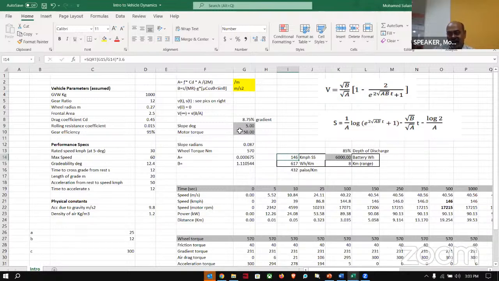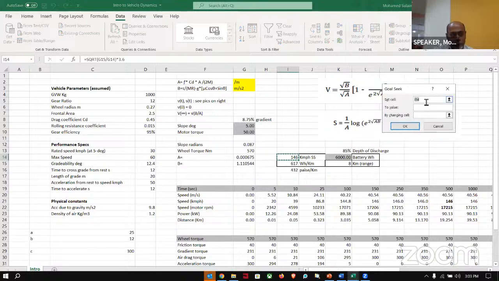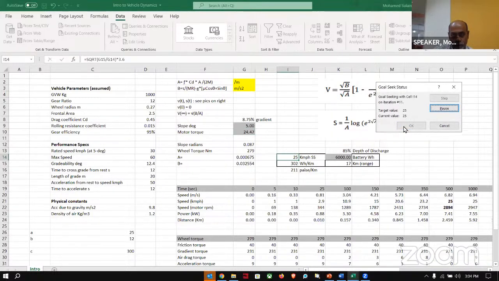torque should I give? This is where you use Goal Seek. I go to the cell which is having the number 146, which is derived from a formula, but I want the result of that formula to be 25. I don't want it to be 146. So I go to the Data tab and select Goal Seek. And this cell is already selected here, I14. And I say that I want the answer to be 25 kilometers per hour. And I want to achieve this by changing the torque, which is 50 Newton meter. So I do this. And it says that at 24 and a half Newton meter, I will be able to achieve a 25 kilometer per hour steady state speed on a slope of 5 degrees.